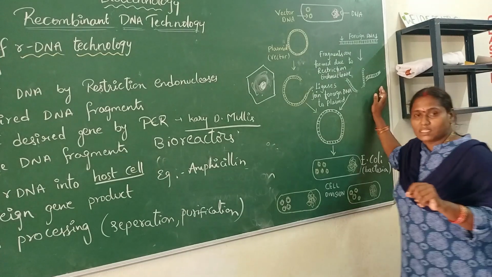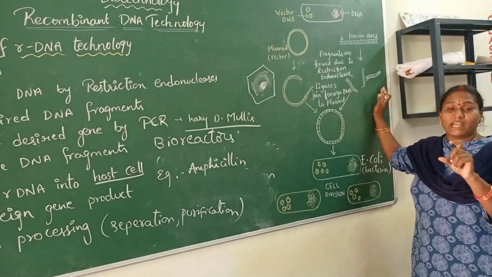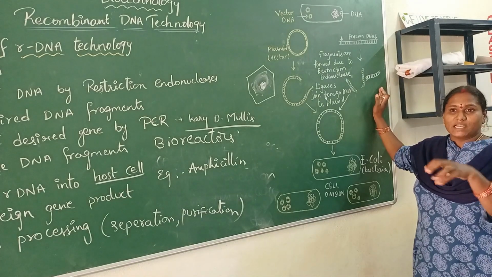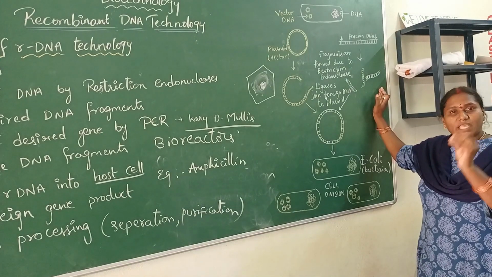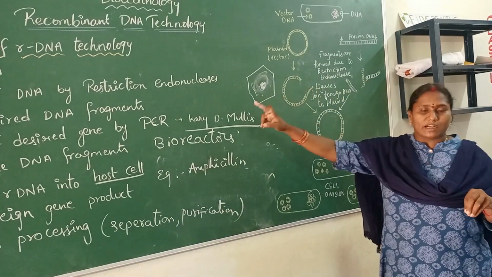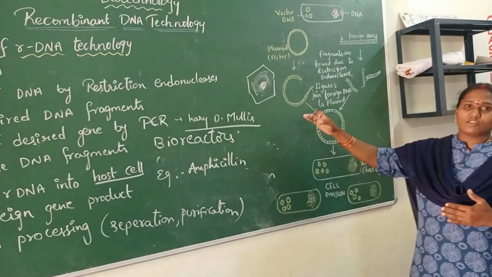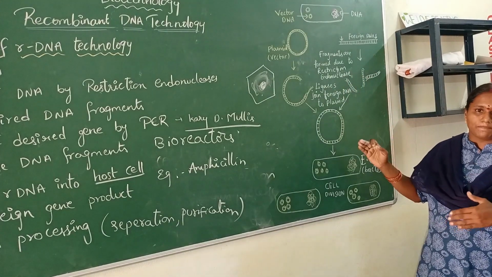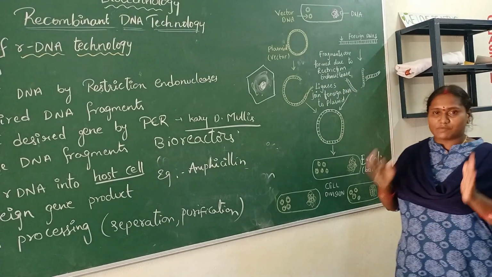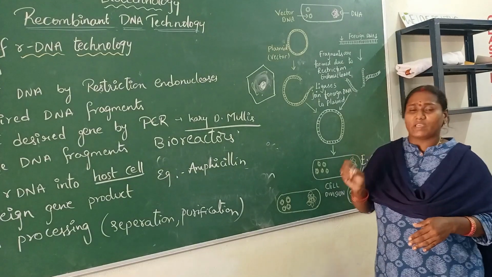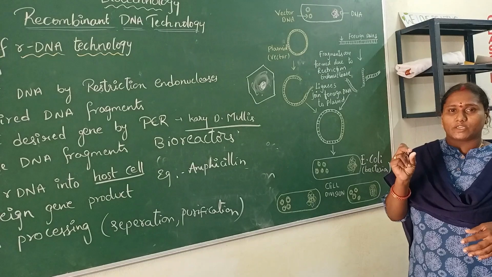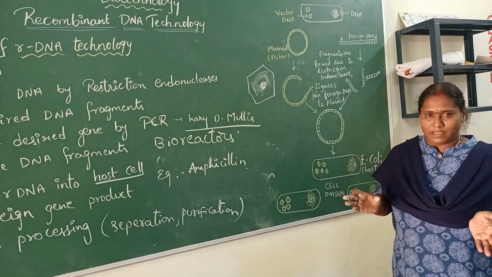For that process we have to do a blending technique. Blending means mixing. By using a mixer we place the leaf and it is blended into a liquid. From there we do agarose gel electrophoresis, and the DNA will be separated into fragments. The DNA which is a large molecule will move very slowly, and the DNA which is a very small molecule moves very fast.